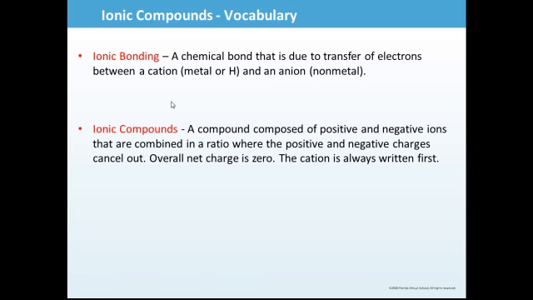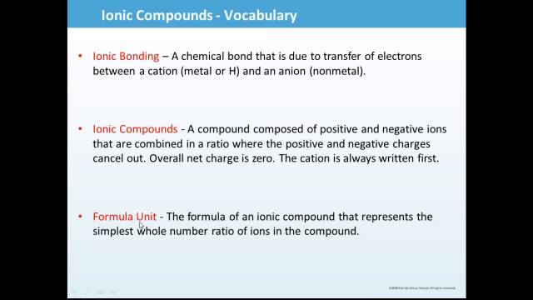Anytime we refer to an ionic compound, it is a compound composed of positive and negative ions, combined in a ratio where the positive and negative charges cancel out. Therefore, the overall net charge is 0. Remember, the cation is always written first.